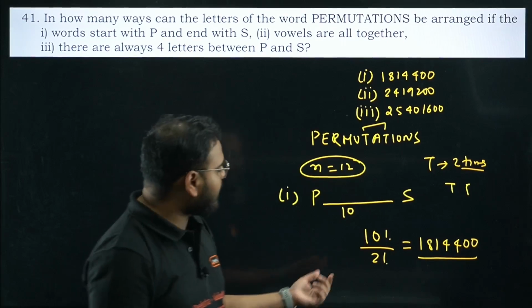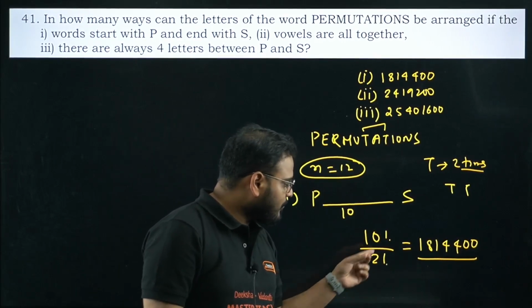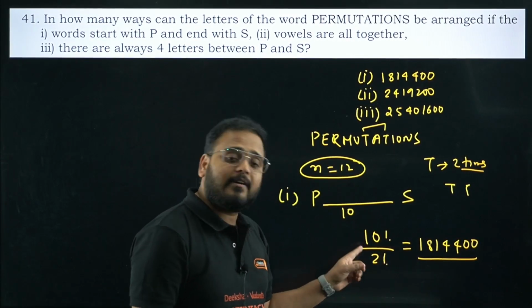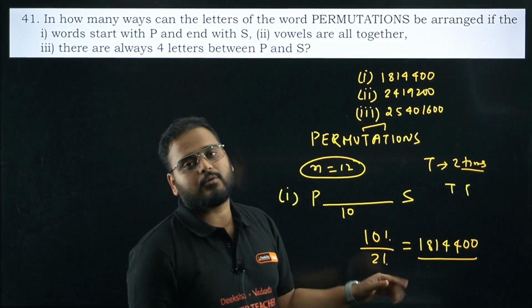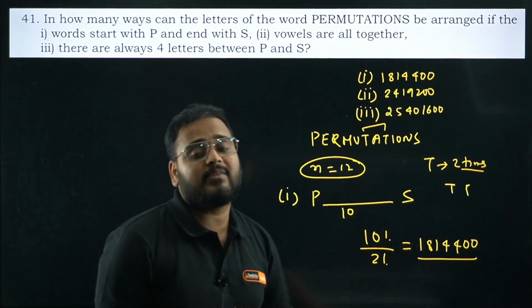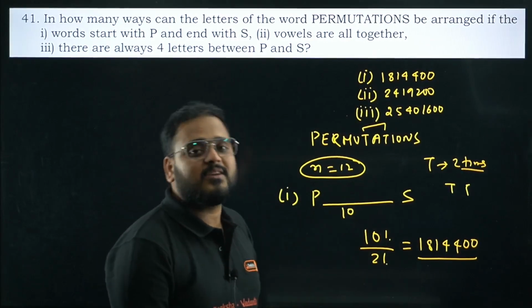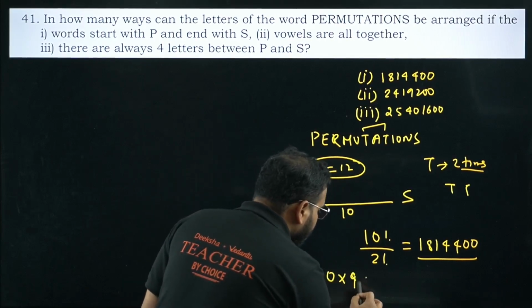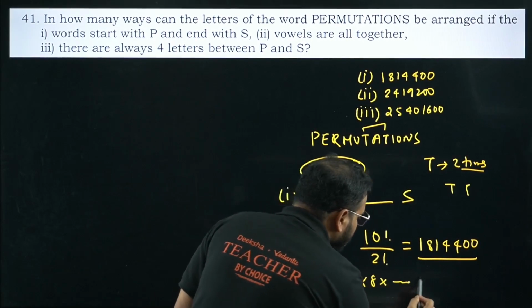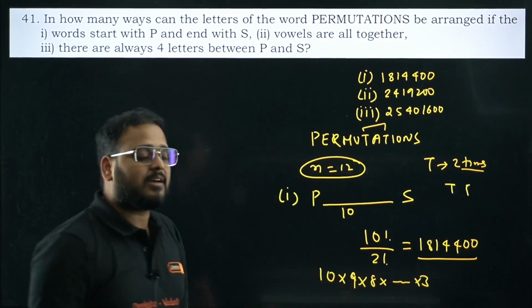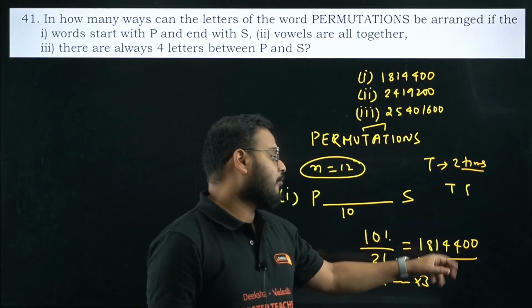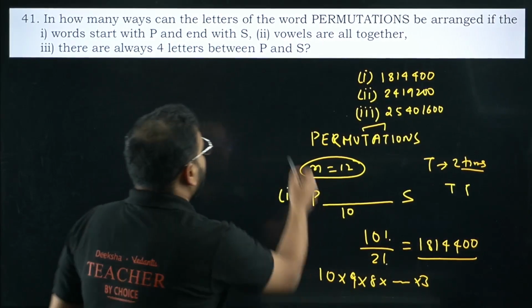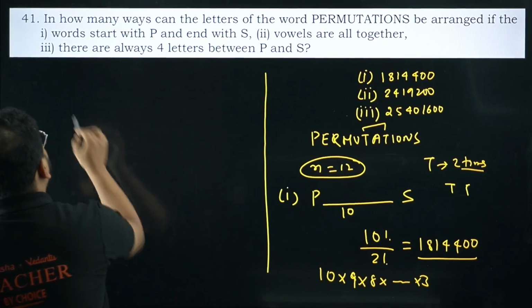How to solve that? Don't worry. Do one thing. The 2 factorial gets cancelled. It'll become 10 into 9 into 8 into 7, till 3 you have to multiply. You'll get the result. 10 into 9 into 8 till 3, multiply this. You're going to get the answer to be 1814400. Okay. Next, what we have here is the second part.